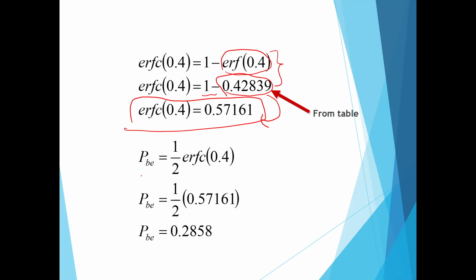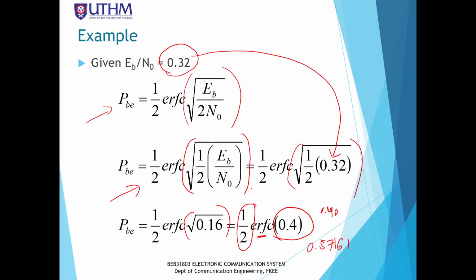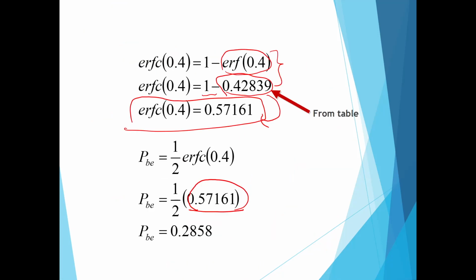Okay, so we have found the value of ERFC, 0.57161. Remember, we need to multiply with 1 over 2. We still have this parameter 1 over 2. Don't forget about that. Jangan lupa kita perlu darabkan lagi dengan 1/2. So multiplied with 1 over 2, therefore the probability of error is 0.2858. Remember, this is a probability value. There's no unit for this one.